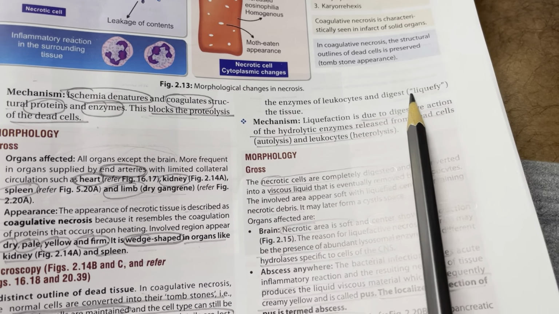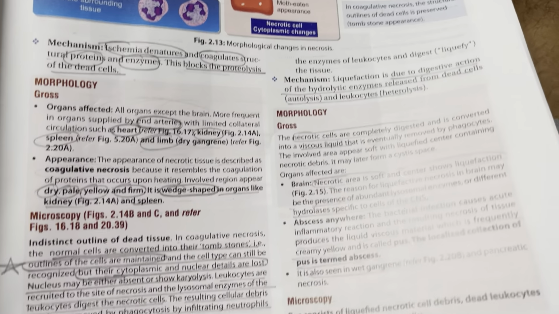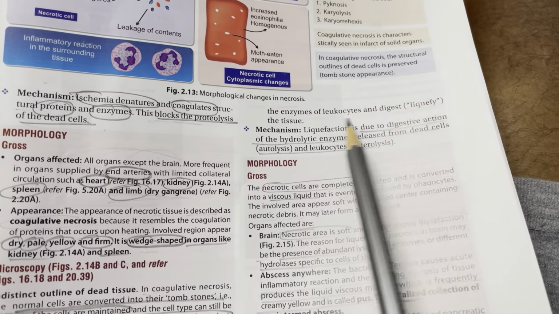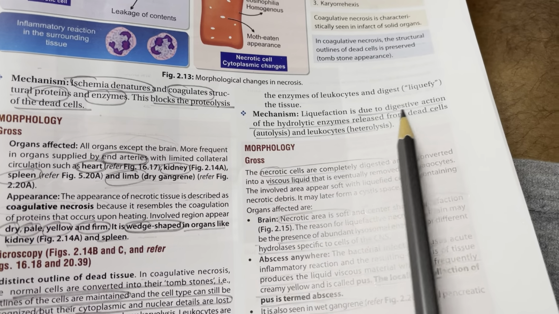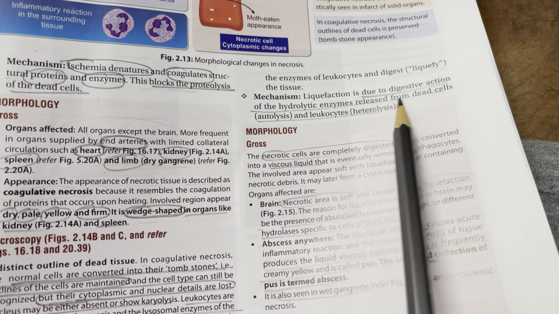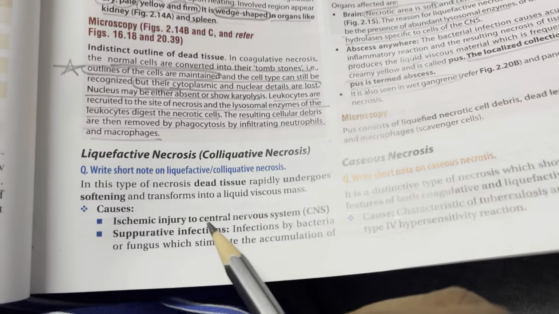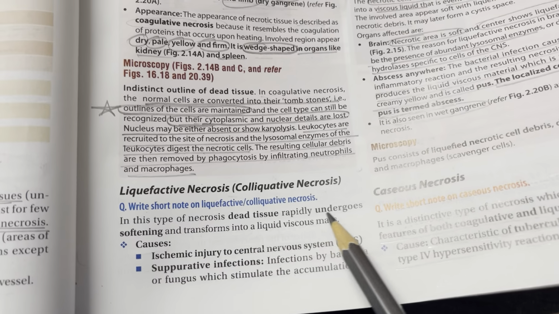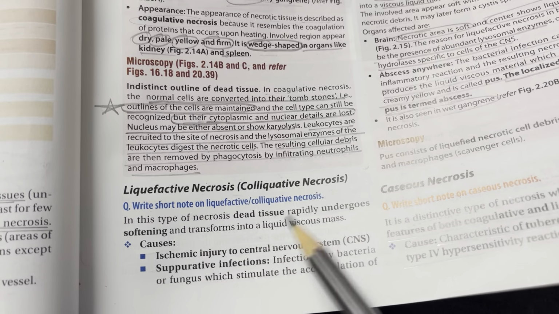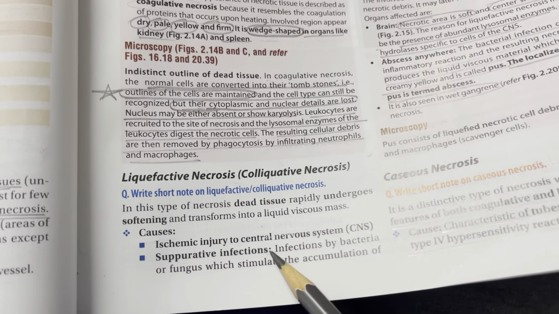The enzymes of the leukocytes and lysosomes digest everything. Infections by bacteria also stimulate the accumulation of these enzymes. They digest or liquefy the tissue. Liquefaction is due to the digestive action of the hydrolytic enzymes released from the dead cells and leukocytes, both autolysis and heterolysis. The dead tissue rapidly undergoes softening and transforms into a liquid viscous mass. The causes are ischemic injury to the CNS and suppurative infections.